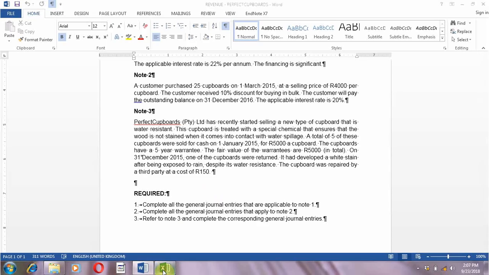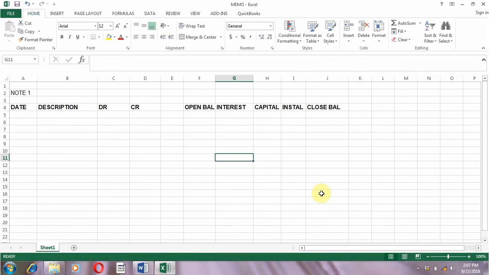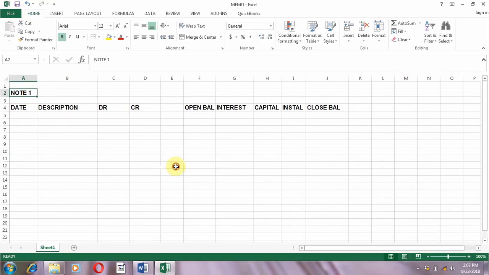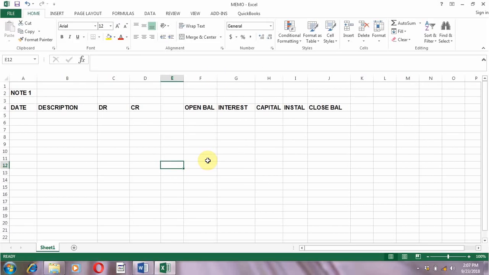So I've set up an Excel spreadsheet that I will now use to type the explanation for this question. So the first one we will start with is note number 1, and there we have a situation where we have an asset, or we have cupboards, inventory that we've sold, and you will find that there's a number of payments being made, a number of installments. So therefore I need to start by making sure that I take into account the time and the interest. And in order to do this, I will compile what I call an amortization table.